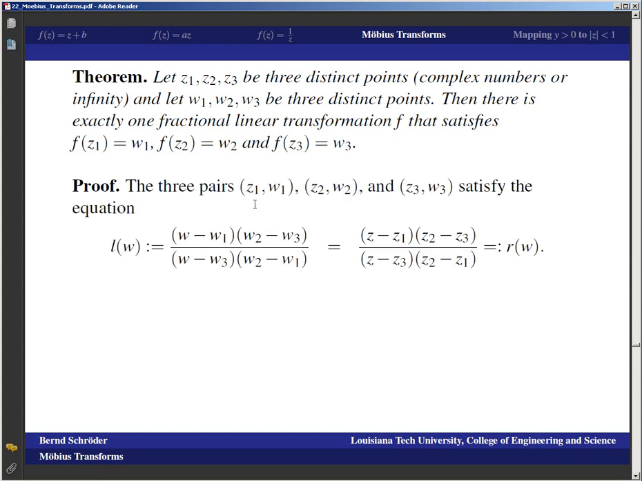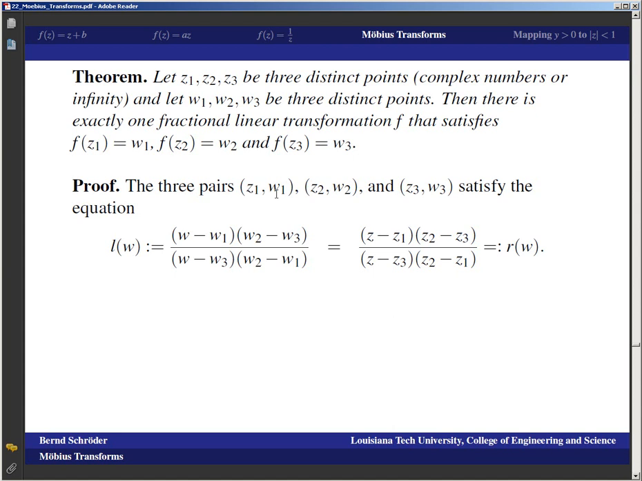Okay, proof. Well, let's take those 3 pairs, and this is one of those proofs where somebody has thought about this stuff for a long time and then came up with something that just works out really neat. Look at this. You take those three pairs, Z1, W1, Z2, W2, and Z3, W3, and they satisfy that (W minus W1)(W2 minus W3) over (W minus W3)(W2 minus W1) is equal to (Z minus Z1)(Z2 minus Z3) over (Z minus Z3)(Z2 minus Z1). Okay, well, like I said, somebody thought of this for a long time and has figured out how to do this. Let's at least verify that it is right.